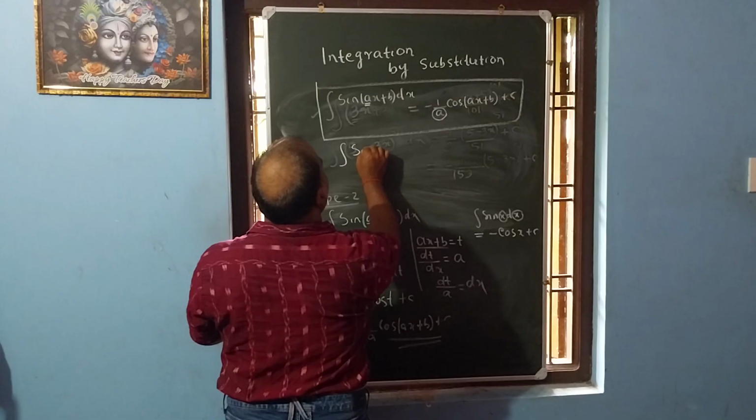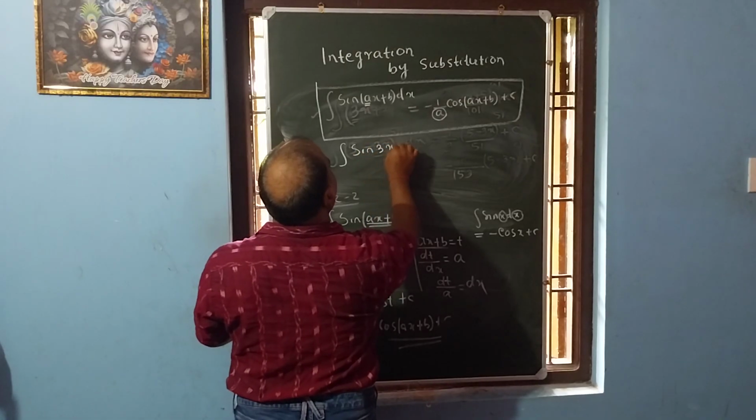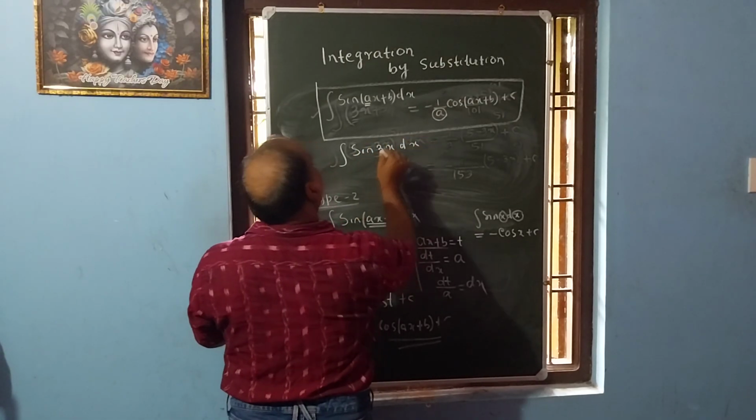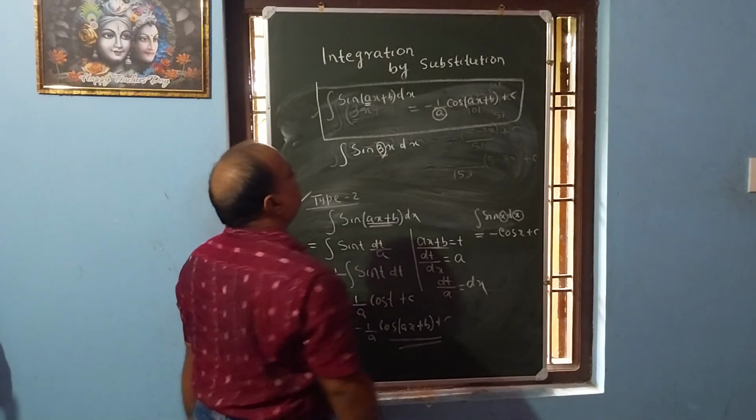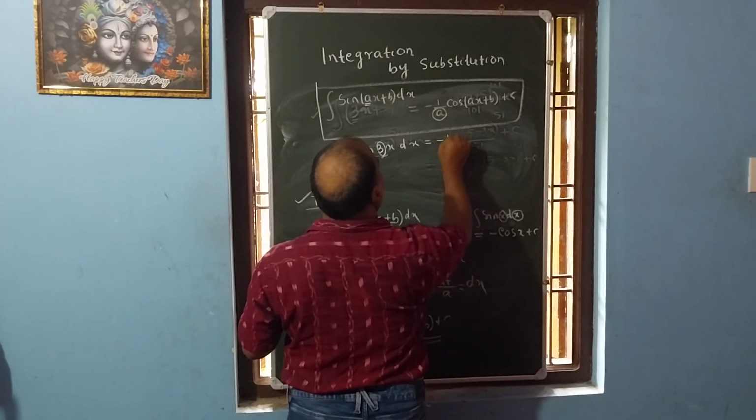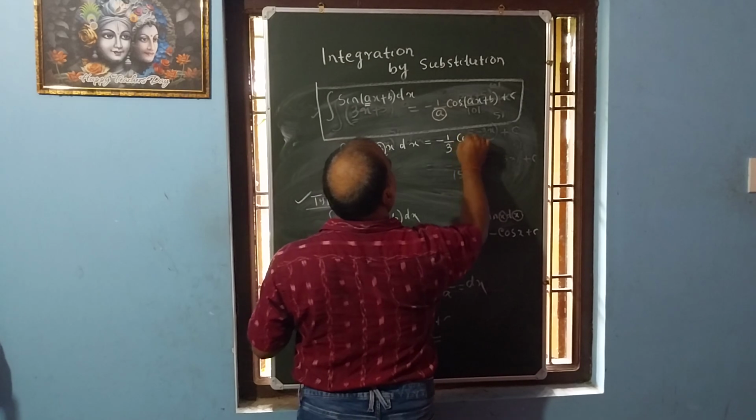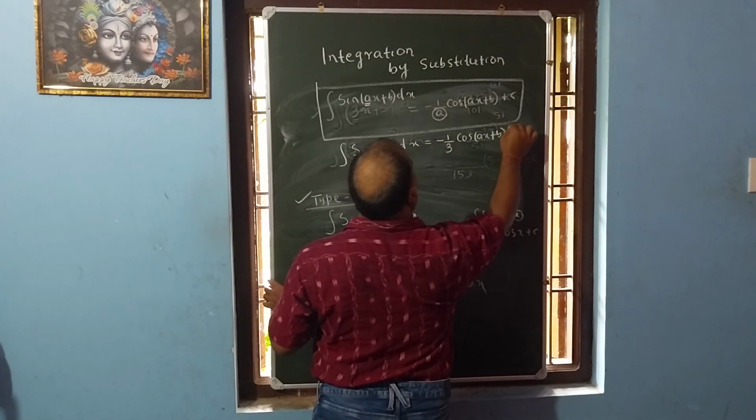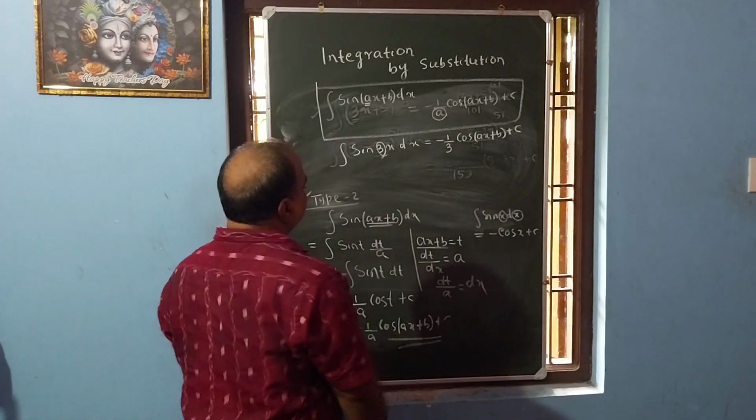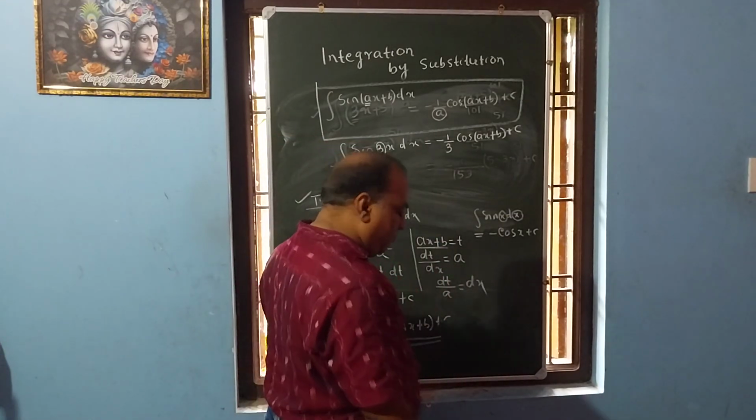Integration of sin 3x dx. Here the coefficient of x is equal to 3. So the value will be equal to minus 1 by 3 cos 3x plus c. Okay, so this is type number 2.